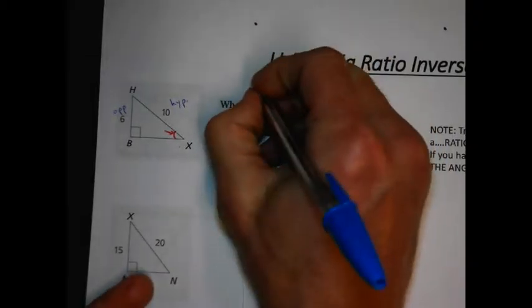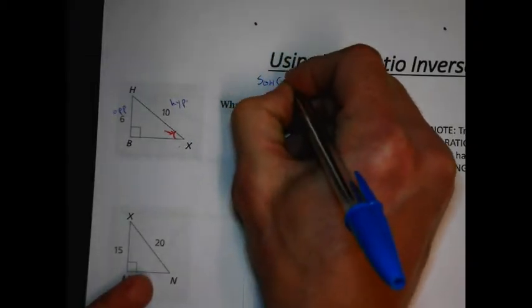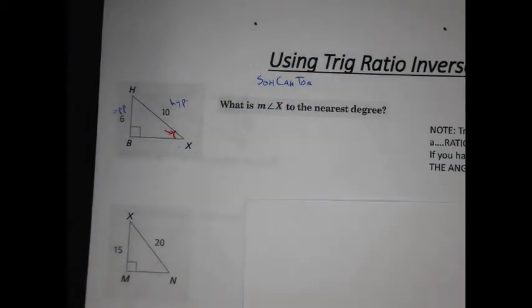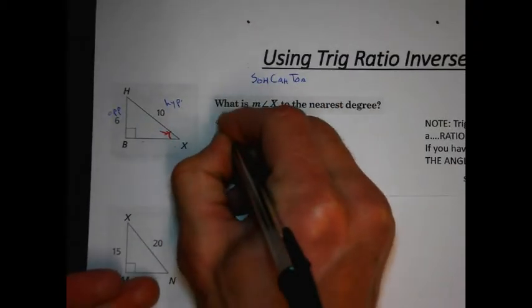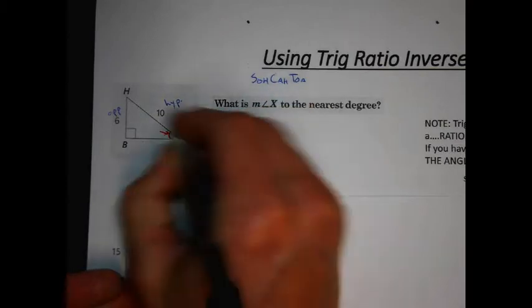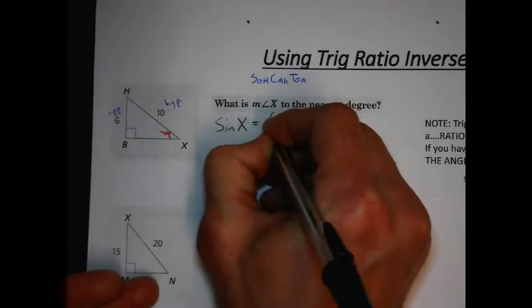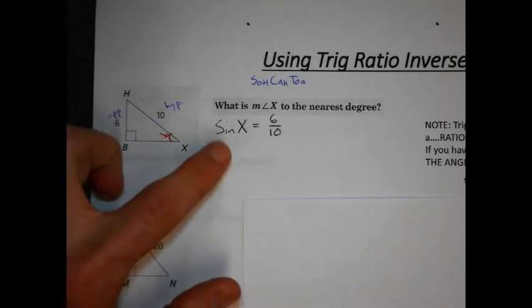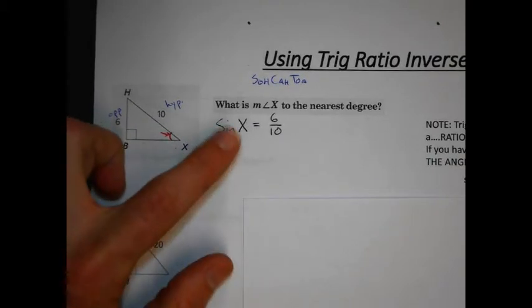And remember Chief SOHCAHTOA. Opposite and hypotenuse deal with sine. So what's happening here is that we have our relationship: the sine of x is equal to 6 over 10. The question is, how do we find that measure? The way we do this is we use the arc sine, or the inverse sine.